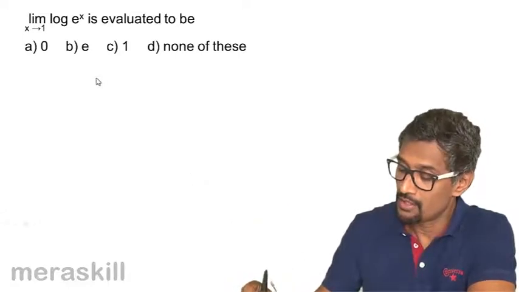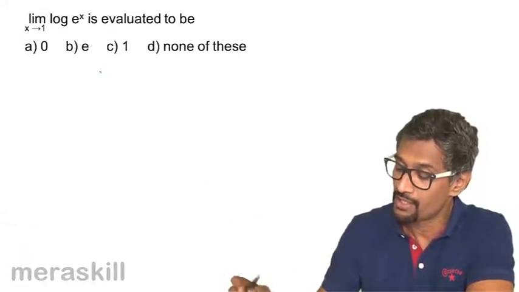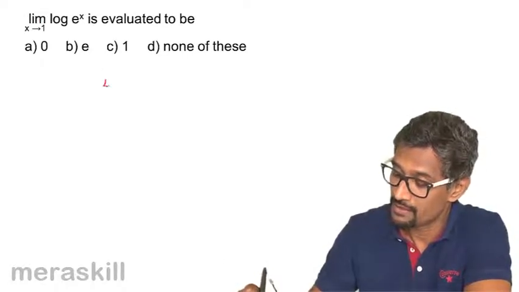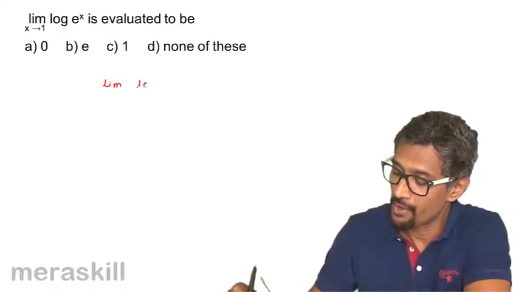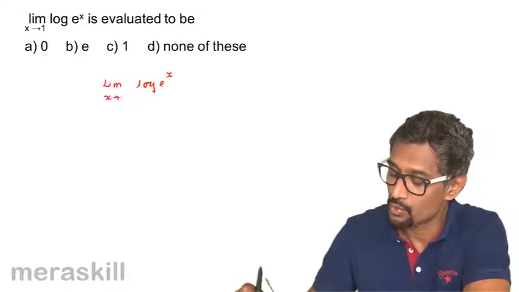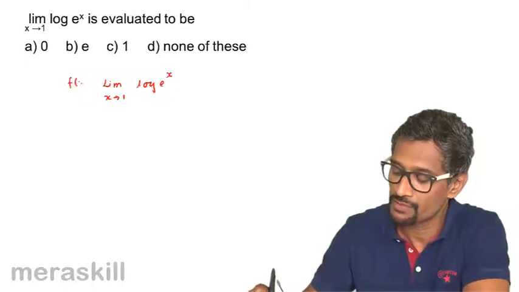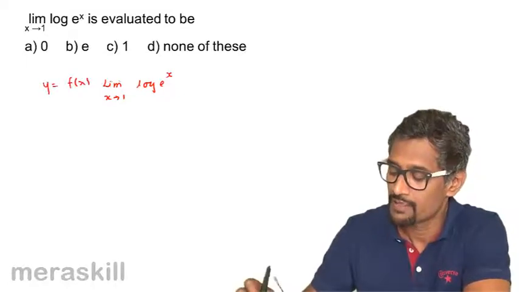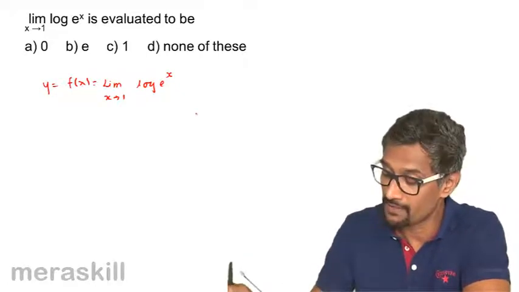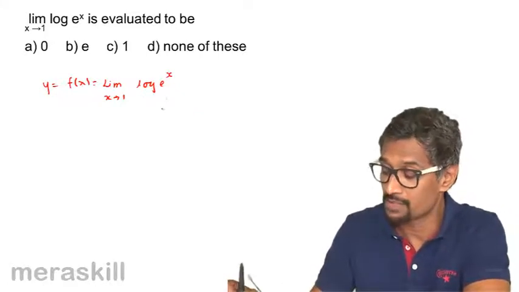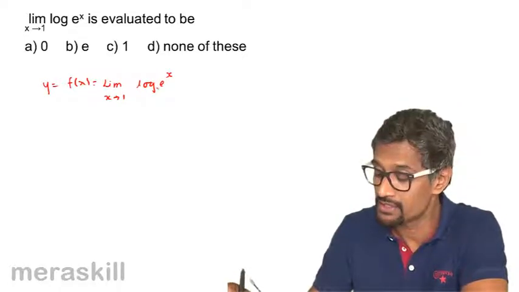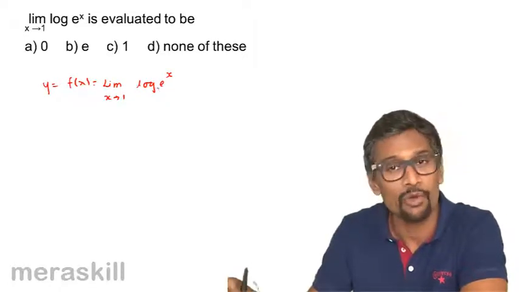Furthermore, now here suppose the limit of log e raised to x as x approaches 1. This is a function which you also call y, but now we don't have to bother about this y, we'll take f of x itself as the function. Now here this is a determinate function. Candidates should remember, if the base is not mentioned, it is taken for granted that the base is also e.